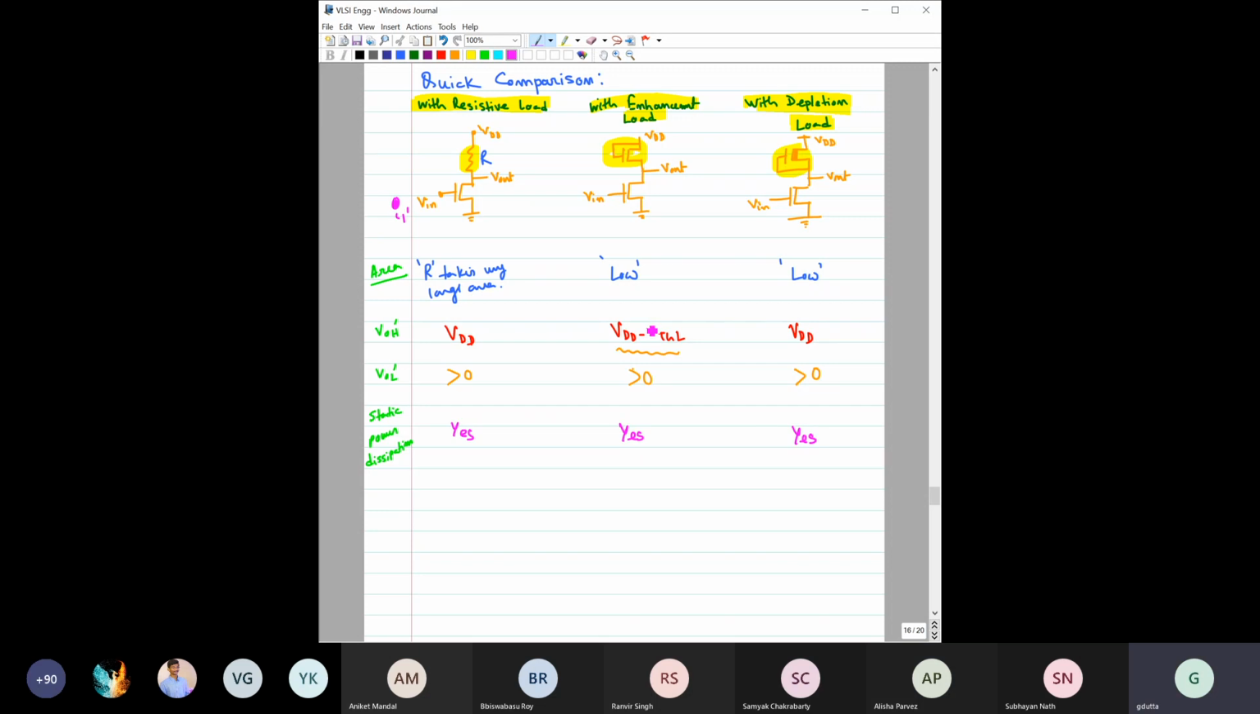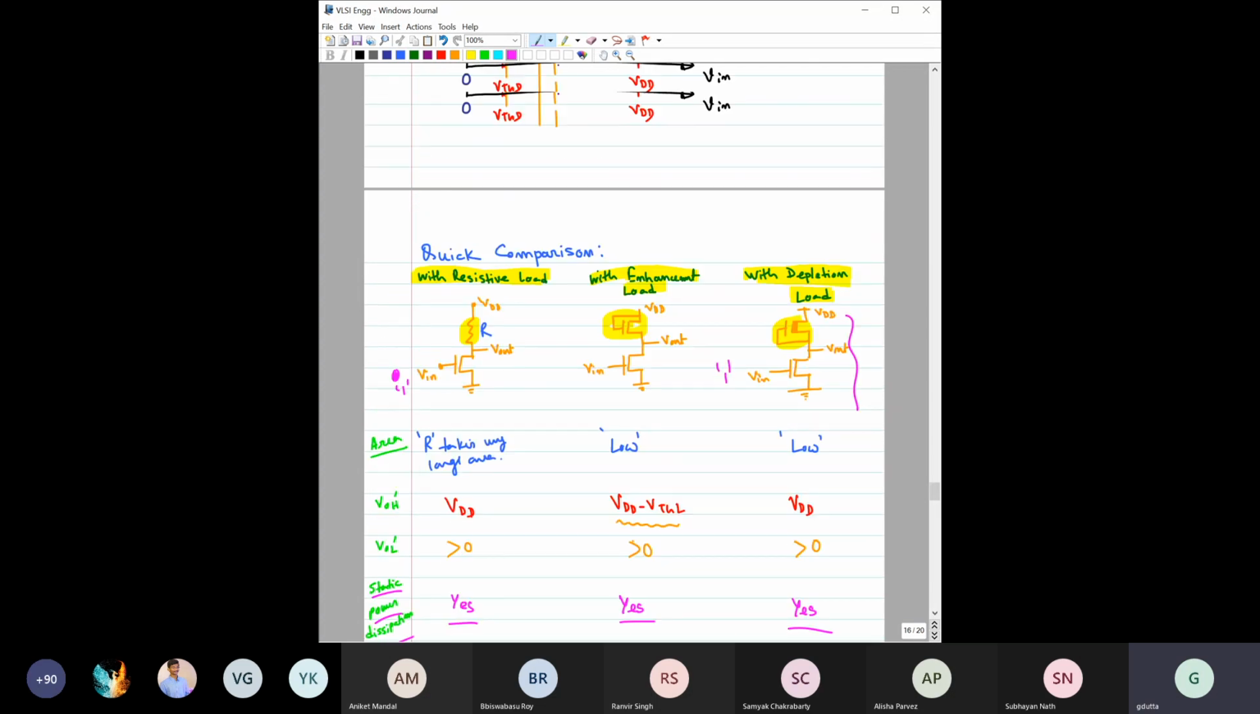Right. So for all three, you can see the static power dissipation is an issue. Because for all three, if you have given 1 here, then this is already on. So you can see there is a direct path between this, and that gives rise to this static power dissipation. So we have to think, from this perspective, that we do not want the static power dissipation, right?